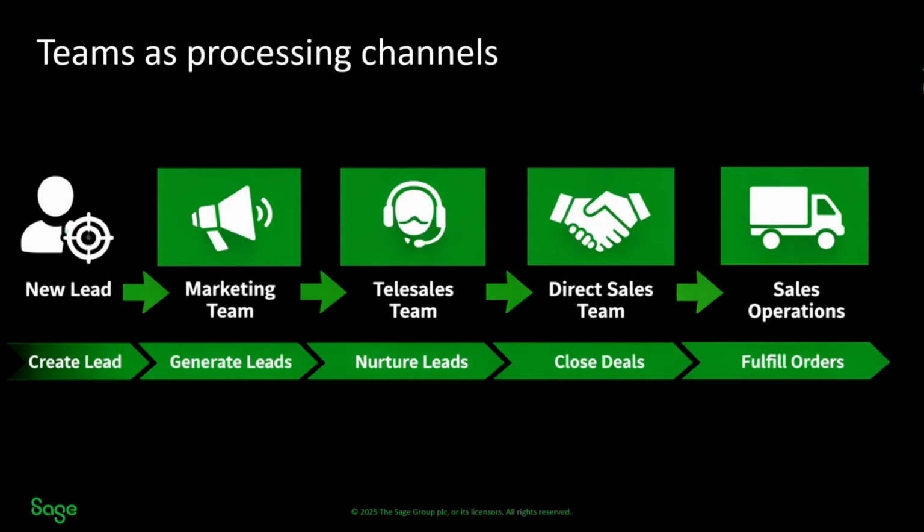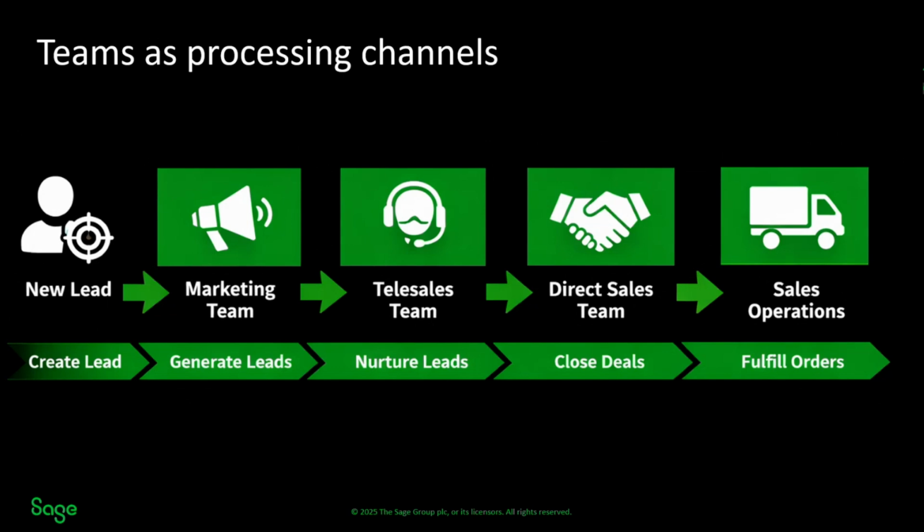So this allows for the responsibility of a record to move between different departments, and the pattern might be that the lead starts in marketing, then moves to telesales for nurturing, and then direct sales when it's been qualified, and then eventually, if the sale has been won, it moves to sales operations. Now let's look at how we create and manage teams.